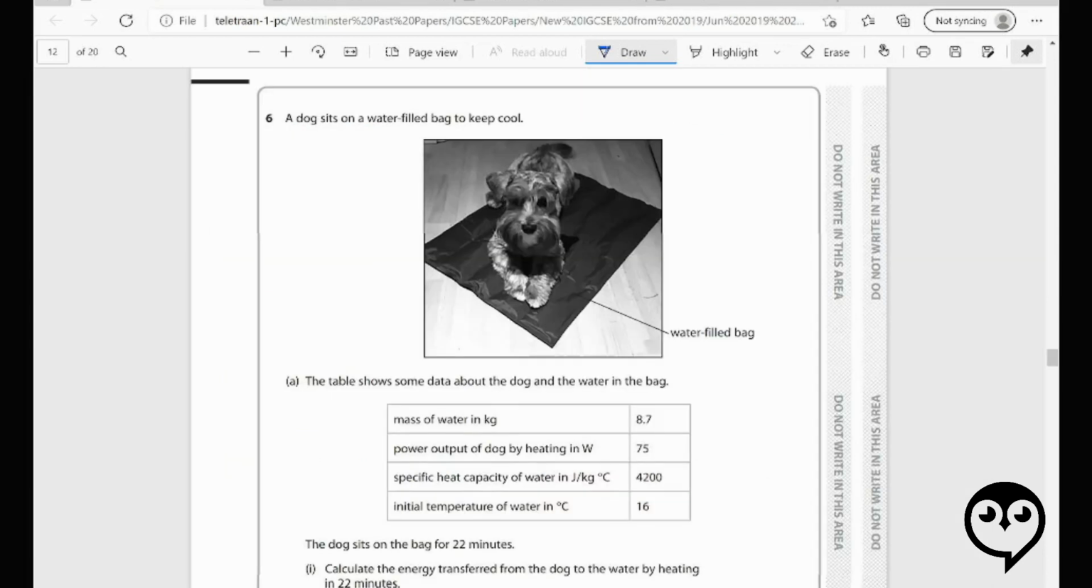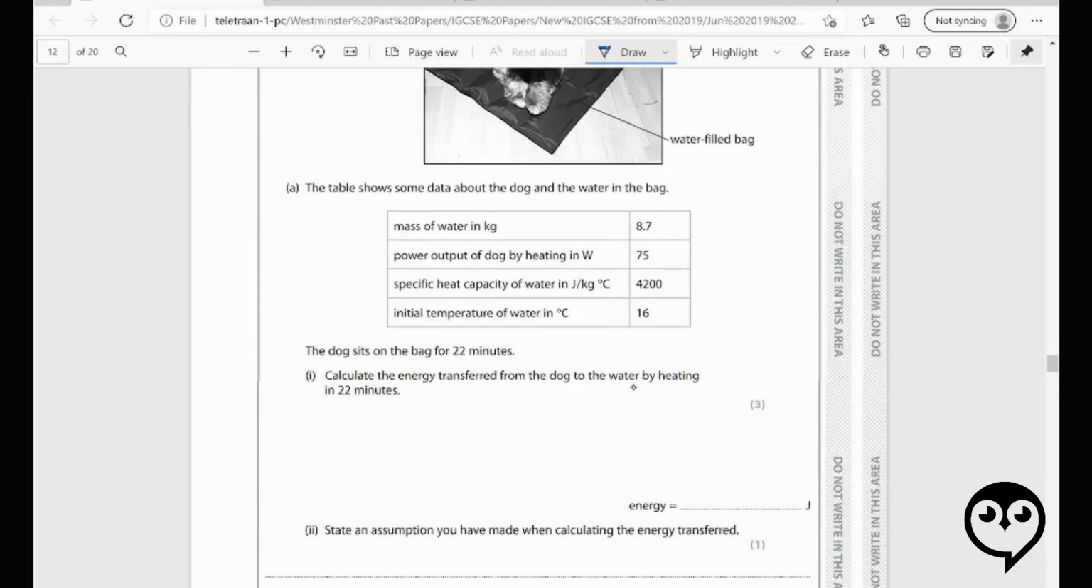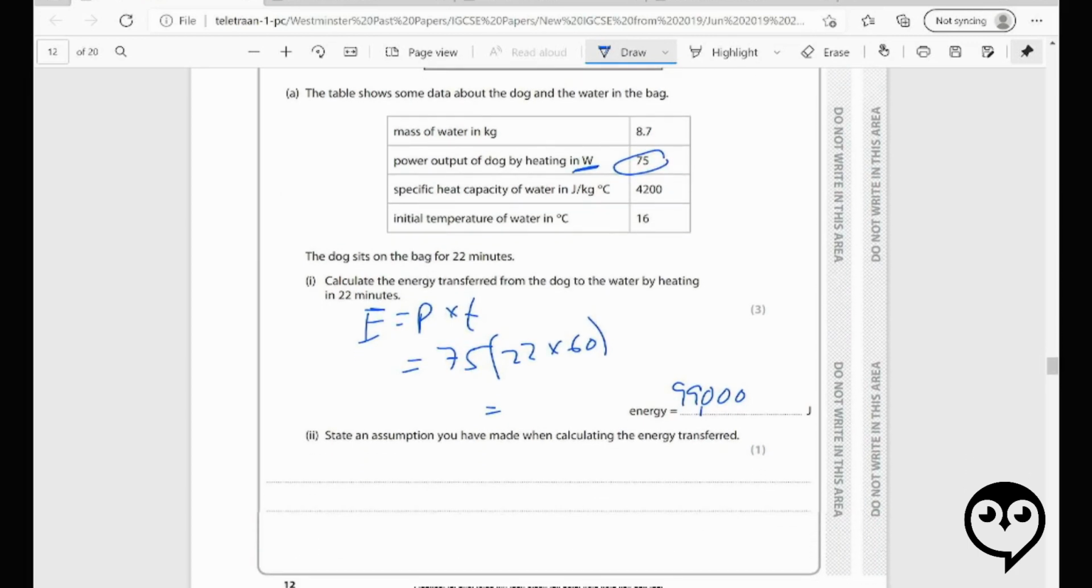Okay, and I've got a June 2019 paper 2 here. I've got a little water-filled bag, keeping the doggies cool in the summer. Calculate the energy transferred to the dog by heating in 22 minutes. I don't see... power. There we go. So energy is power times time. So that's 75 watts times 22 minutes. And then, of course, we need to change that into seconds, so we'll multiply that by 60. All right. And the answer there is 99,000 joules.